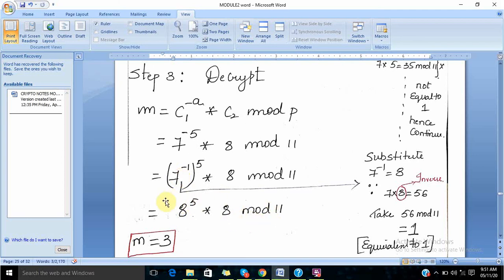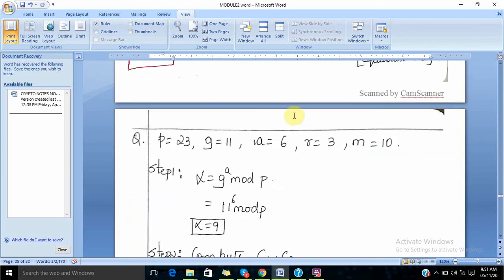So when you substitute this, you do the decryption, and to find the decryption we need both C1 and C2. So we get the message M is equal to 3. So this is the problem, students. Here one more problem is there.